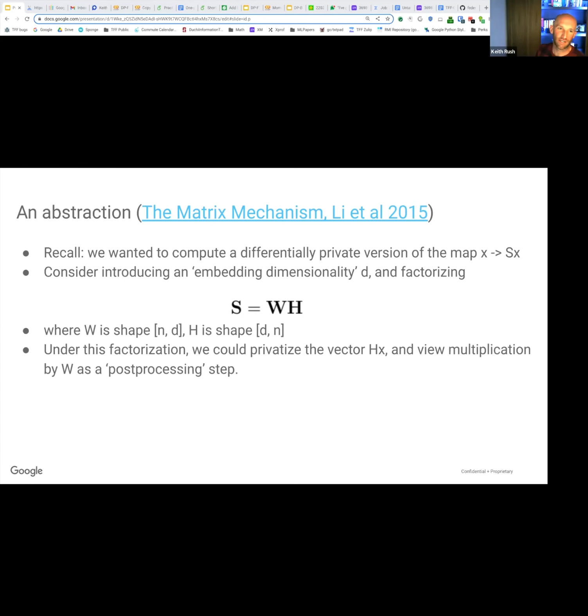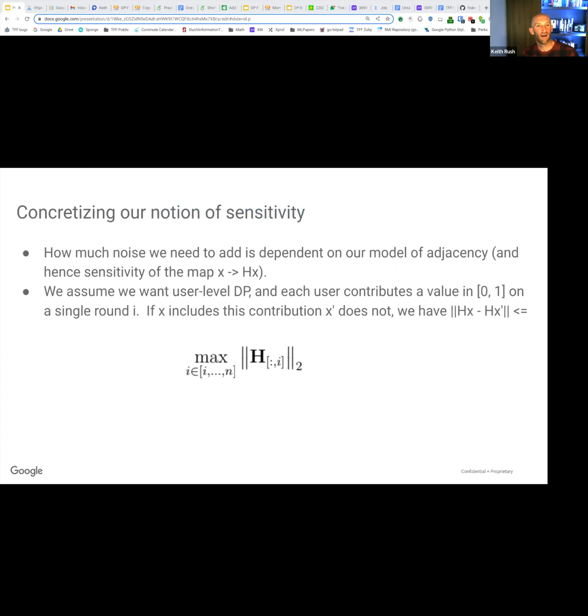There's some intermediate dimensionality, so W is n by d, H is d by n. Under this factorization, we can imagine privatizing the vector Hx instead of the vector x or the vector Sx after we compute this map, and view multiplication by W as a post-processing step. It's a classical fact in differential privacy that once you have a private object, you can do anything with it. You're not going to lose the privacy anymore, which is good. That would be a pretty bad definition of privacy if you could unprivatize something that was already privatized. That would be pretty rough to work with.